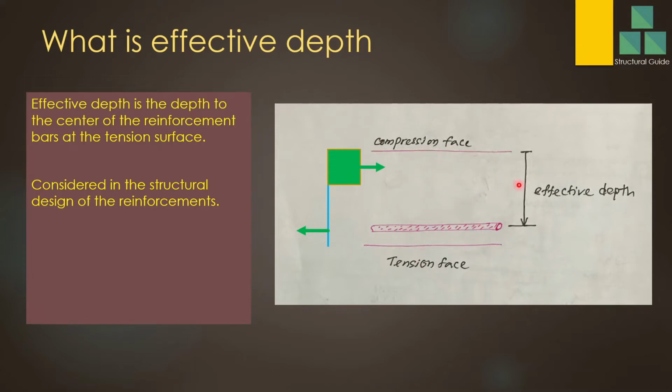The effective depth is the depth from the compression face, or the topmost fiber, to the centroid of the reinforcement bar. You can see here the compression stress block that carries the load by compression, but concrete can't carry the tension, so the rebar will carry that. This depth is considered as the effective depth. It's very important in structural design. We can't avoid this in designs.